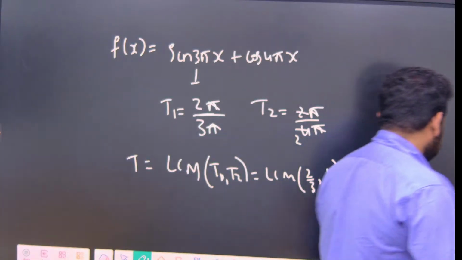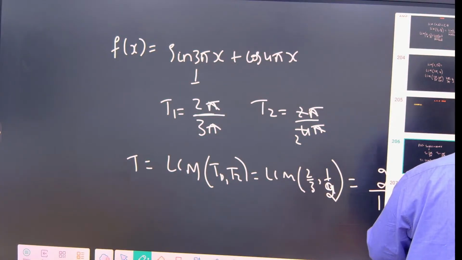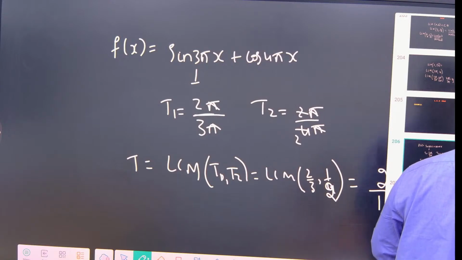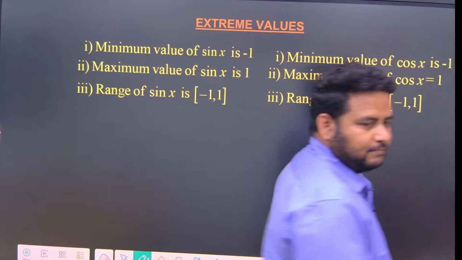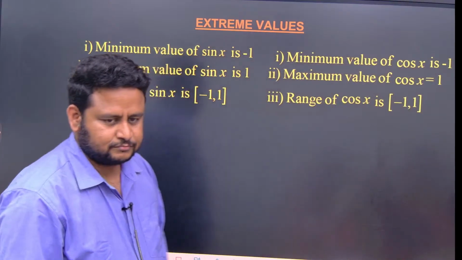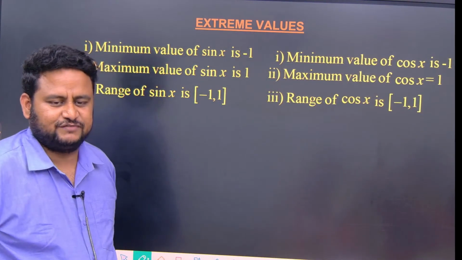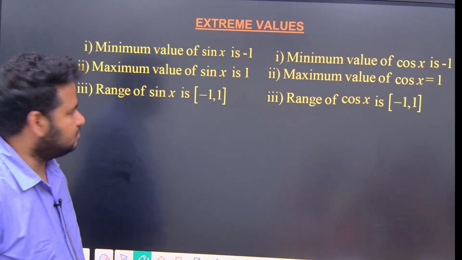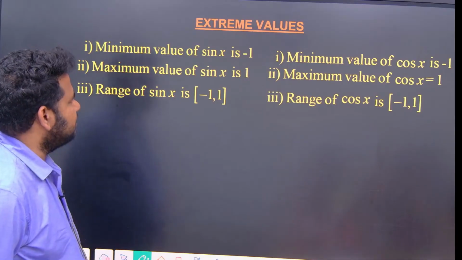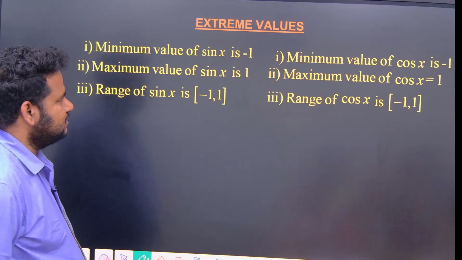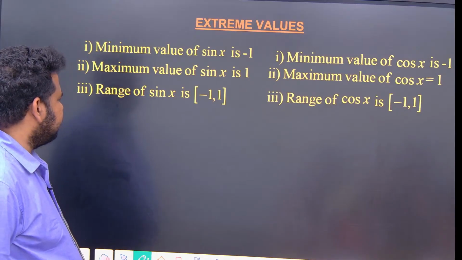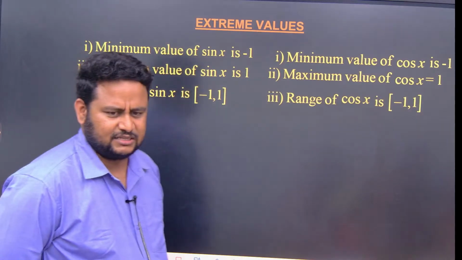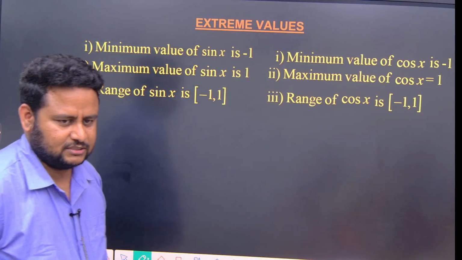So this is how they will ask questions on periodicity. They will ask one more question: maximum and minimum values, that is, extreme values. This will repeat again in application of derivatives, maxima, minima, tangents and normals, all these things. Now see here, extreme values. Minimum value of sin x is -1, maximum is +1, cos is -1, +1, we know that. Range of sin x is -1 to +1, range of cos x is -1 to +1. They will not ask tan and all, they will ask sin and cos only, remember this.